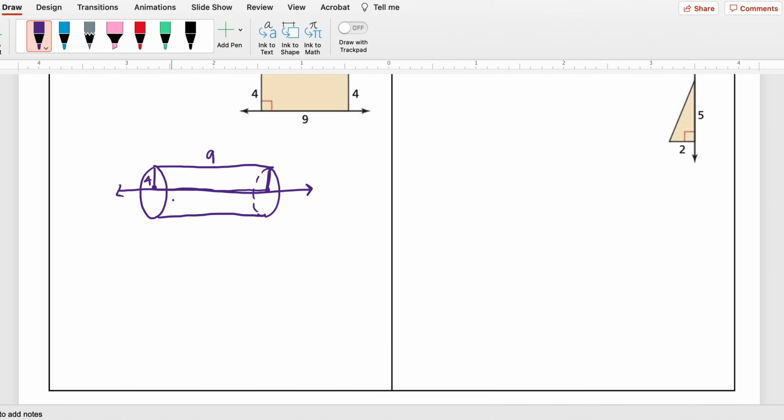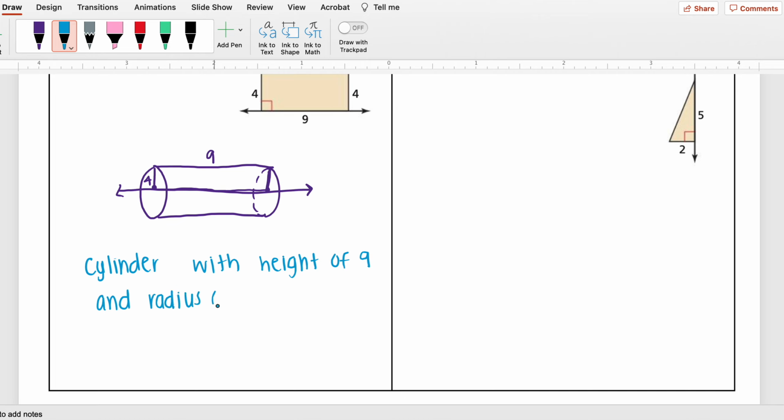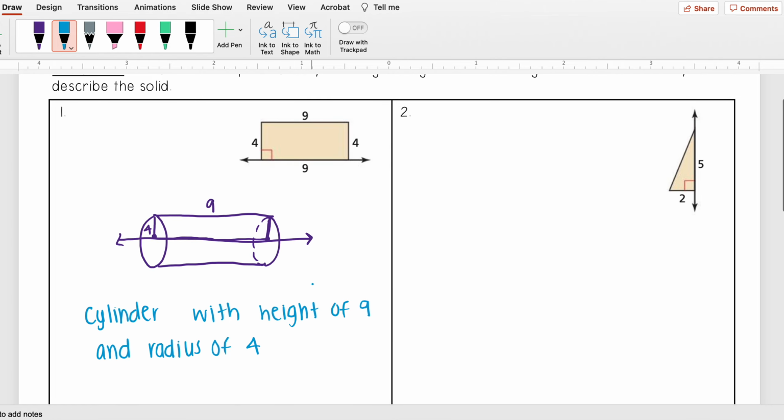And so here I end up with a cylinder, and to describe it, I'm going to say a cylinder with height of 9 and radius of 4. Okay, let's look at the second one now.